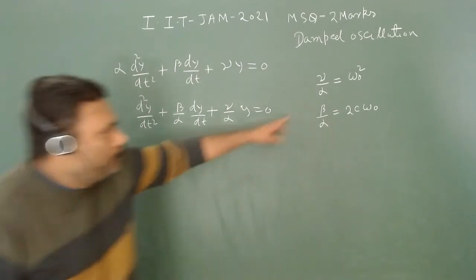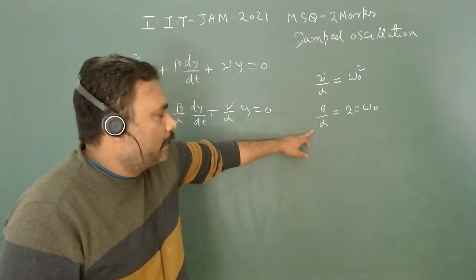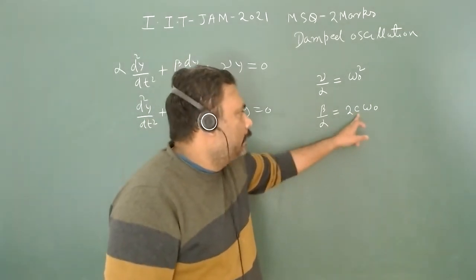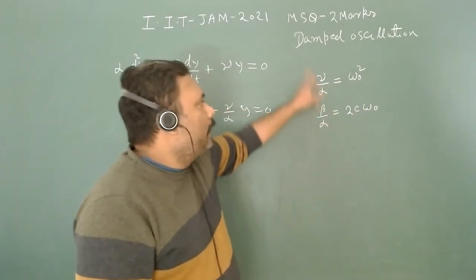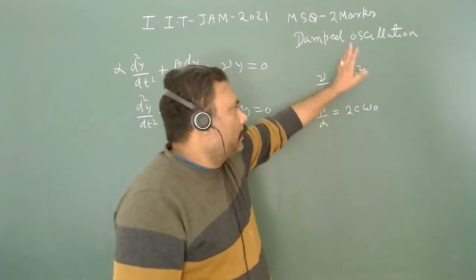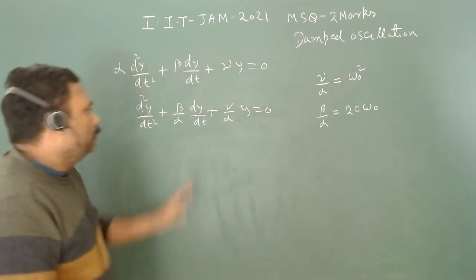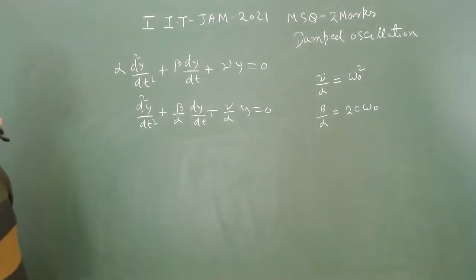And this beta upon alpha is constant. That means c into omega naught is constant. But here gamma is increasing. That means omega naught is increasing. So this is the fact we have to use during the calculation. So let us try to solve this equation.